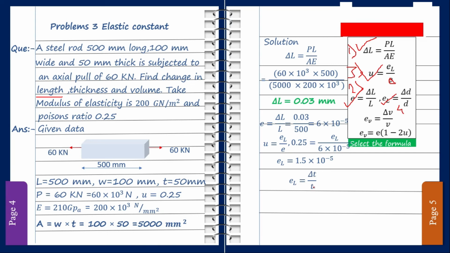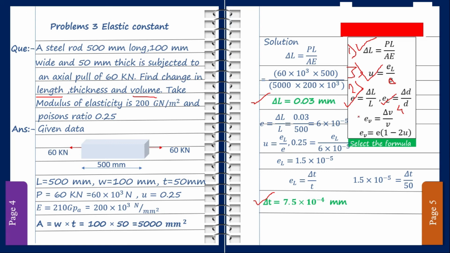EL is equal to delta T upon T. EL 1.5 into 10 raised to minus 5. T is given 50 mm. I get delta T is equal to 7.5 into 10 raised to minus 4 mm. So this is my delta L, change in length. This is change in thickness. Last parameter is remaining, that is change in volume.